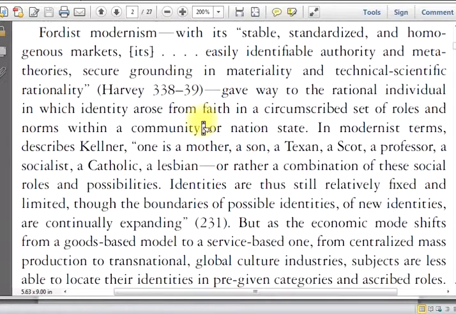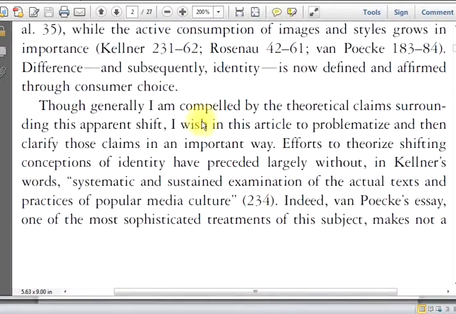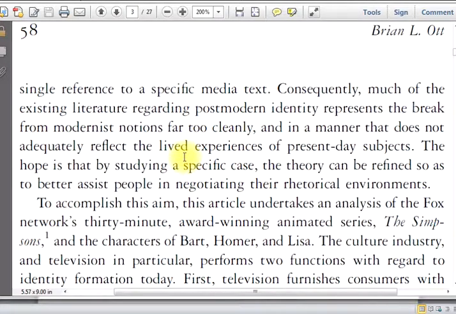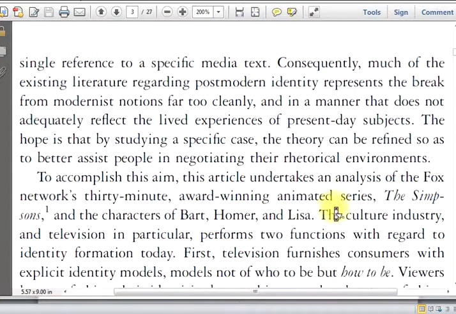All right, but if you come down to right here, this is perhaps the third or fourth paragraph, you'll see that all of a sudden you see these sentences of plan and purpose. You know, I wish in this article to problematize and then clarify those claims in an important way. All right, and let's continue on with this. Let's see. To accomplish this aim, this article undertakes an analysis of the Fox. Okay, you don't see the I here, but you should realize that this is telling you what the article is going to do. That's the goal.